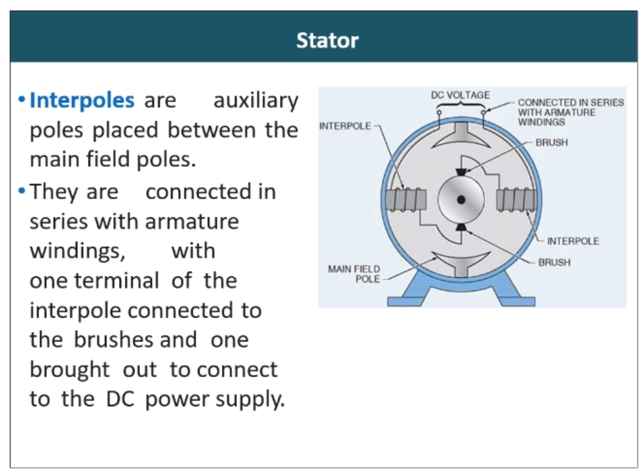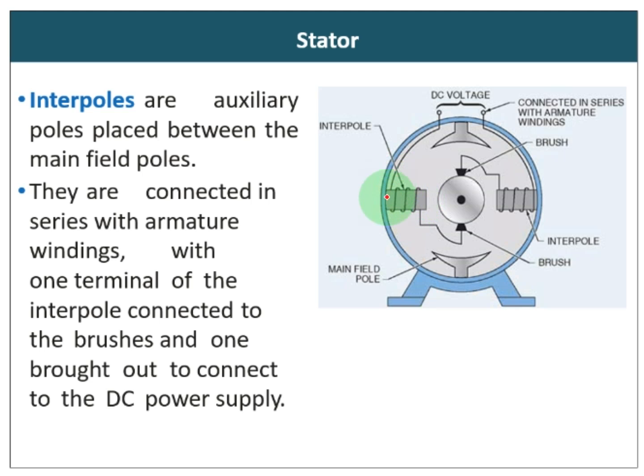Then if you look at other poles that we have here, these are the 2 main poles, and in addition to that we have smaller poles which are called interpoles or auxiliary poles placed between the main field poles. And again these poles are carrying some coils, and these coils are serially connected with armature windings, right?